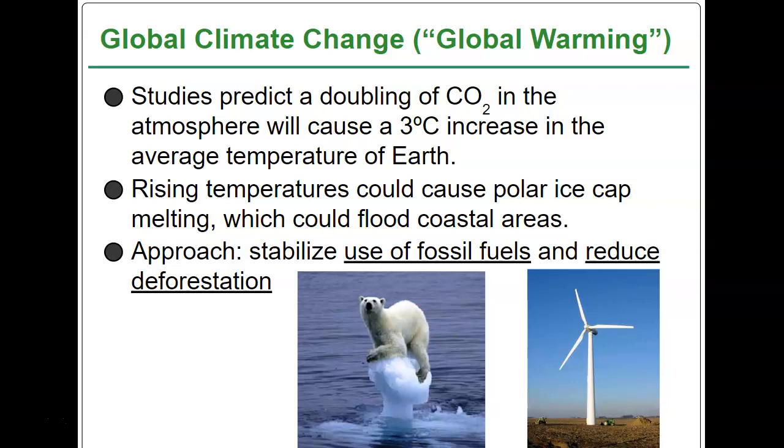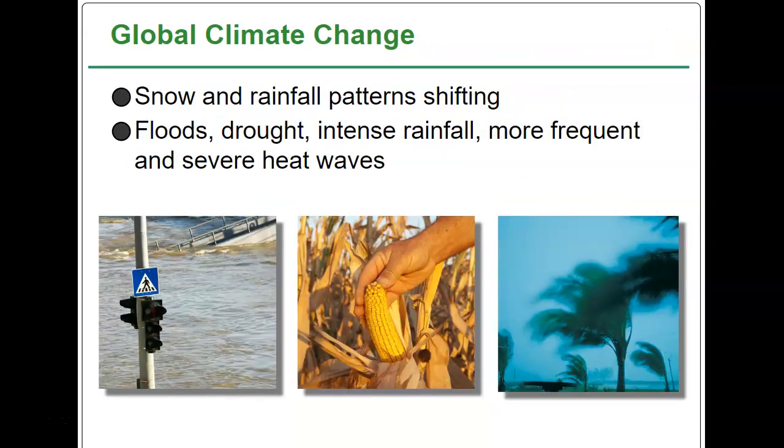So as humans, we are trying to stabilize things and reduce deforestation and minimize the use of fossil fuels and so on. But as a result, you can see crazy times, like it was 60 degrees in the middle of winter here just this year. Snow patterns, rainfall patterns are shifting. I wouldn't be surprised if there's going to be snow in April, and so on.